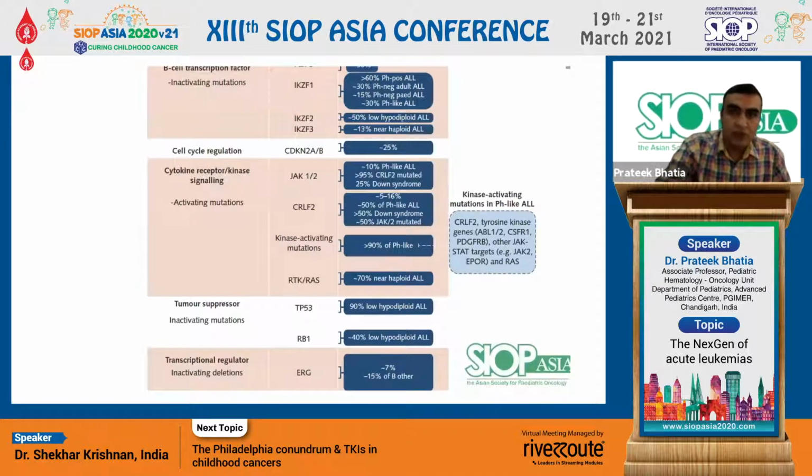The frequency of the secondary abnormalities in BALL are as follows. The most common one is PAX5, which is seen in around 30% of cases of ALL, followed by CDKN2A, 2B in 25%. IKZF is seen in 15% of pH negative ALL.